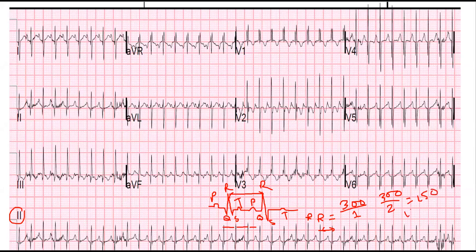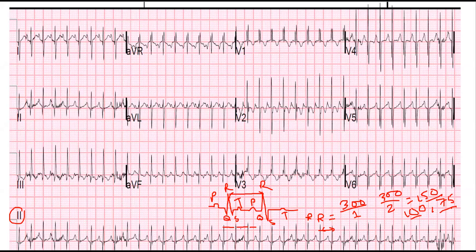In that same way, if 3 large squares, heart rate will be 100. If 4 large squares, heart rate will be 75. So it's very easy if you just memorize these numbers. You don't need to even calculate anything in the exam.